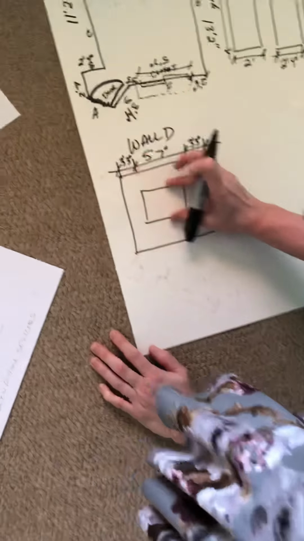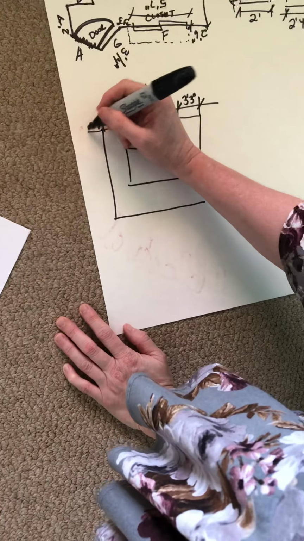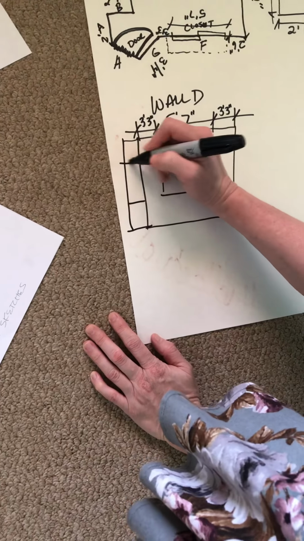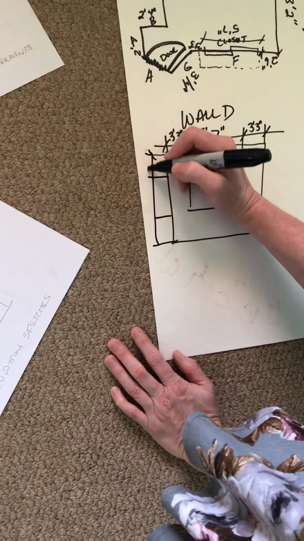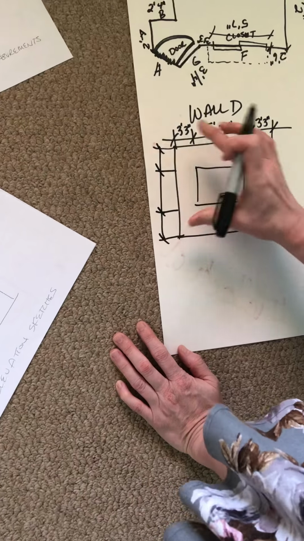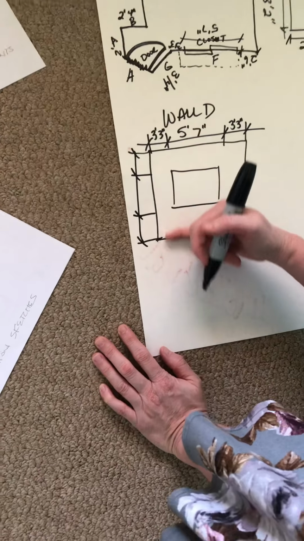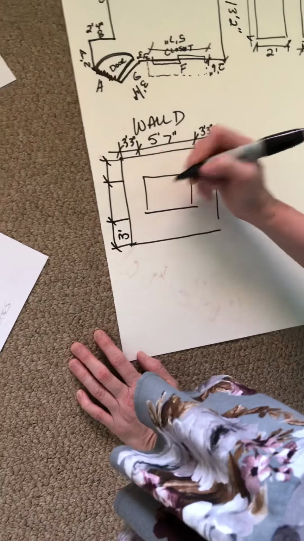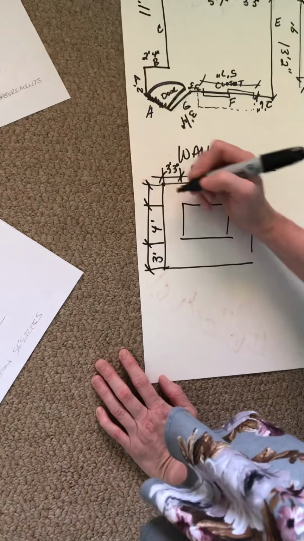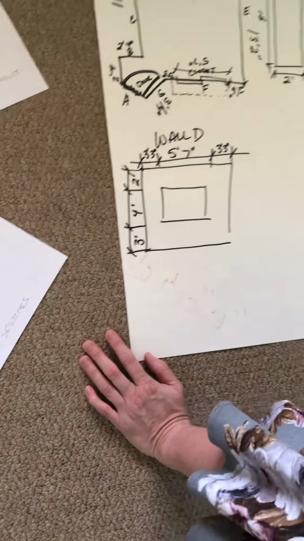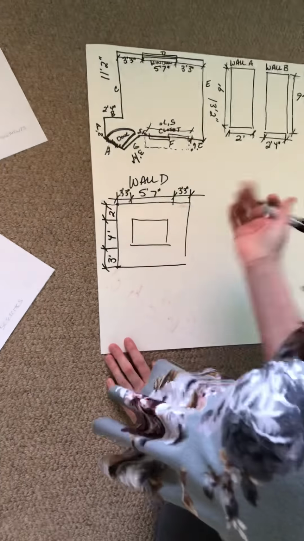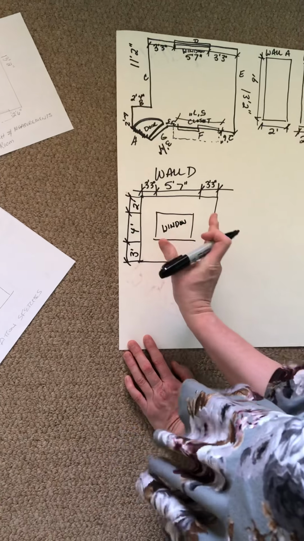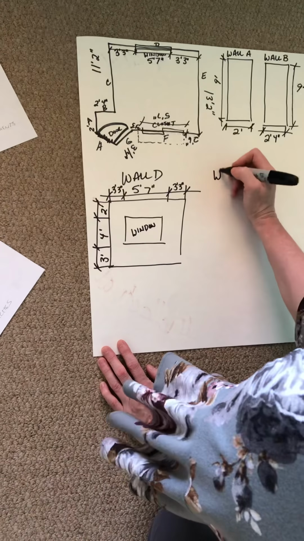I do need to know measurements going this way, so I'm going to draw this again, so we know where we're measuring. So below the window, from the floor to the top of the window is 3 feet. The window is 4 feet, and then it's 2 feet above that. So that's wall D. And if you want to, mark window, so you know you're looking at a window on that wall.